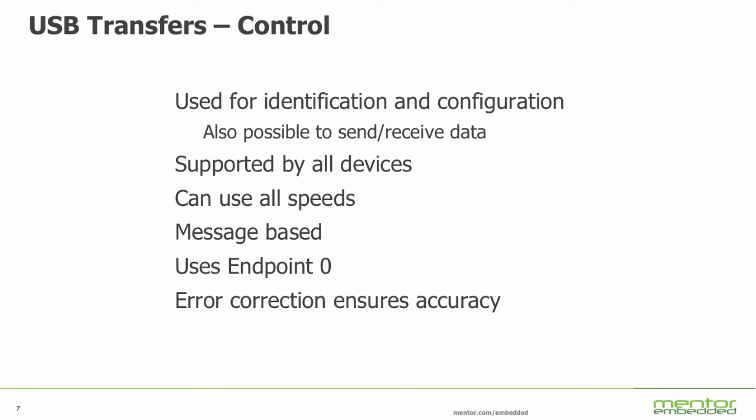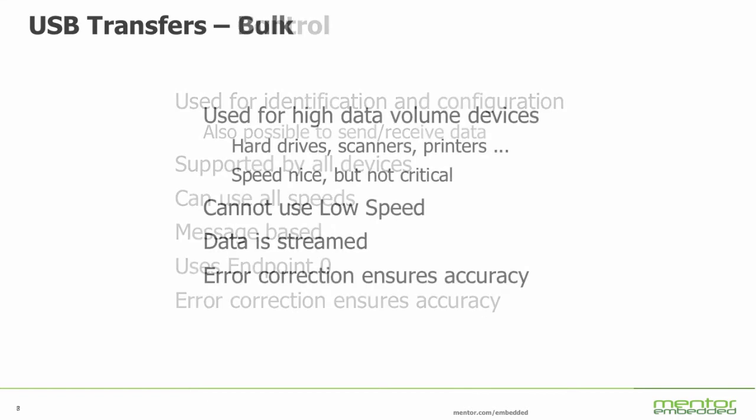First of all, we have control transfers. Control transfers are used for identification of a device and its initial configuration. All devices will support them, and they can be used at all speeds. They're message-based protocol transfers, and they use endpoint 0. And there is error correction included to ensure accuracy.